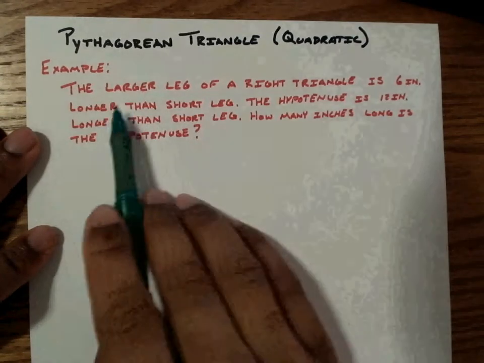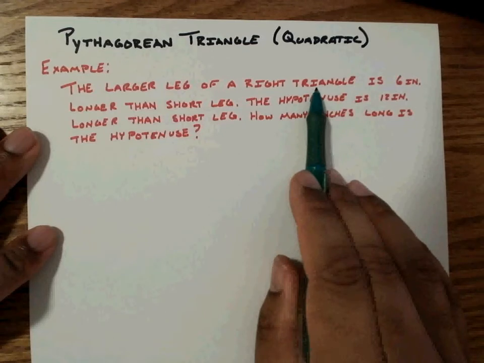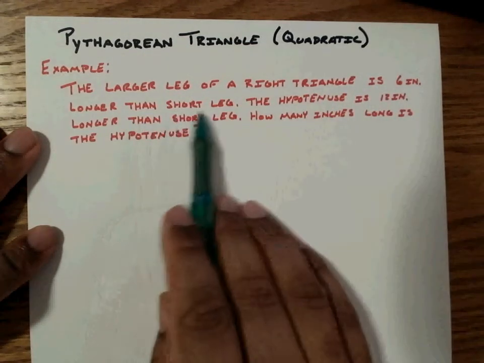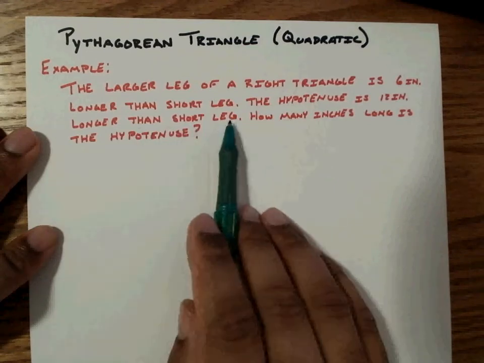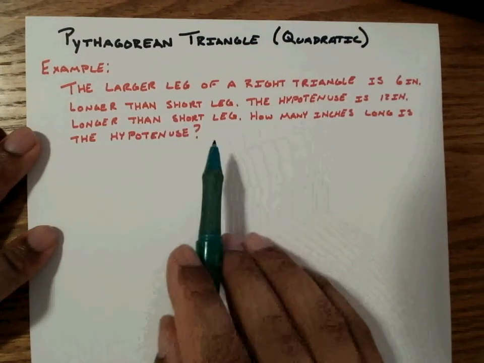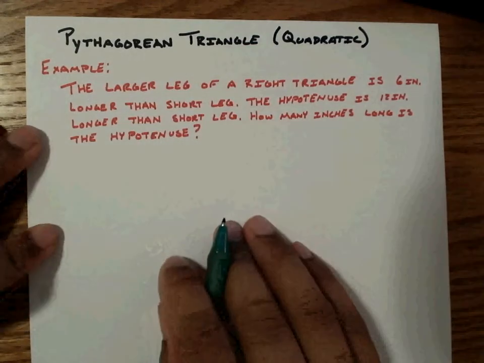So in this example it says the larger leg of a right triangle is 6 inches longer than a short leg. The hypotenuse is 12 inches longer than the short leg. How many inches long is the hypotenuse?